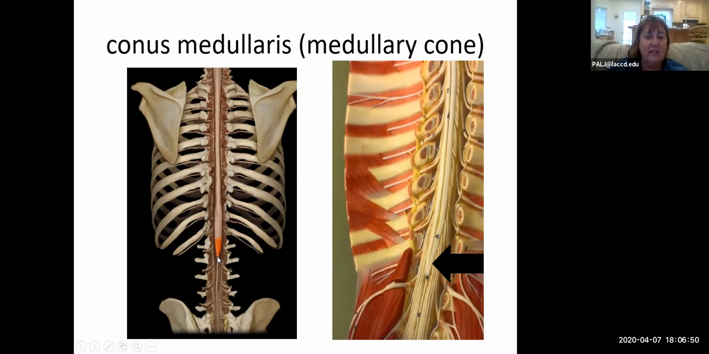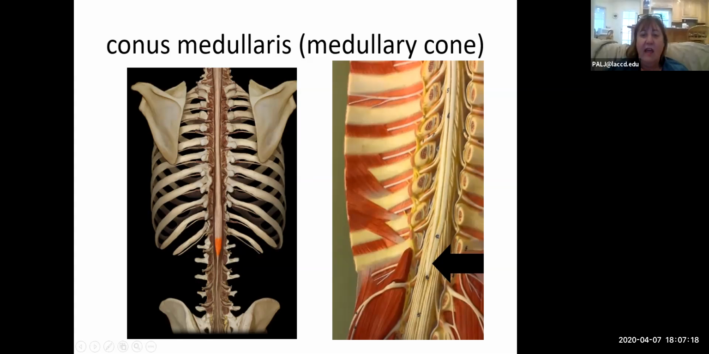And if you look at the distal end of the spinal cord, you'll notice it's like a cone head. It's like the point of an ice cream cone. Do you see it right there where the big black arrow is? And so this conical area of the spinal cord is known as the conus medullaris, sometimes called the medullary cone, but everybody I know calls it the conus medullaris.